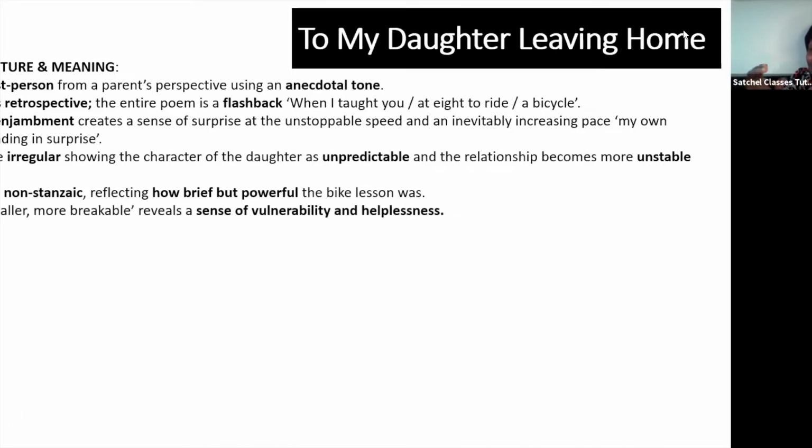And you can see that the caesura, smaller, more breakable. That pause in the line shows that sense of vulnerability, more breakable, and helplessness, that the parent is feeling that the child is going away from them. They can't grab them as easily as they used to be able to.